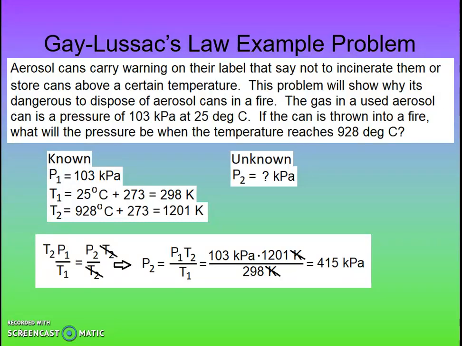So that's roughly 4 times the pressure that we would have at regular atmospheric pressure when it heats up to 928 degrees Celsius. And that's why this is so dangerous, because that amount of pressure is going to cause that can not only to explode, but to send shrapnel flying everywhere and take off kind of like a projectile.